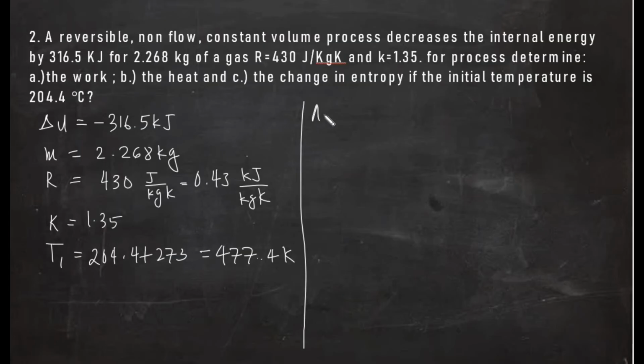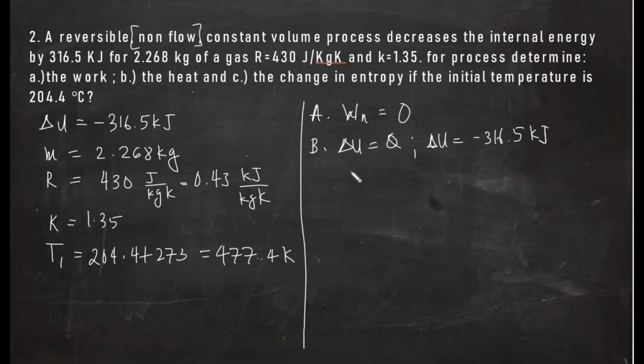We have the work. From the previous problem, we have already concluded that the non-flow work for an isometric process is equal to 0, and this is from the given. It says here reversible non-flow, so we're talking about non-flow work. So that's equal to 0. Letter B, we have heat, and from the previous problem as well, we have seen that your delta U is equal to your Q, and since delta U here is already given and it's equal to negative 316.5 kilojoule, then therefore Q, our heat, is also equal to negative 316.5 kilojoule. So the only thing left here is to solve for the change of entropy.